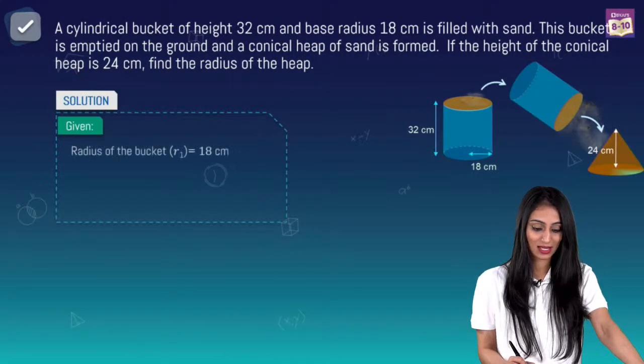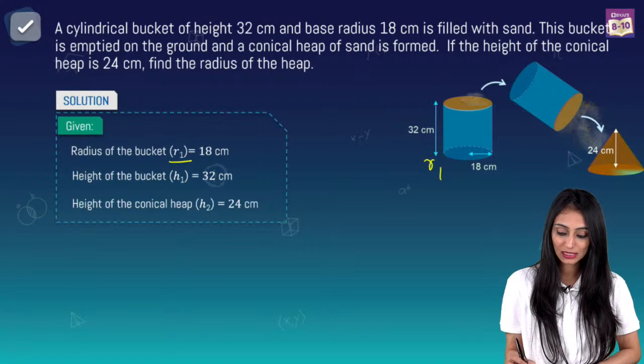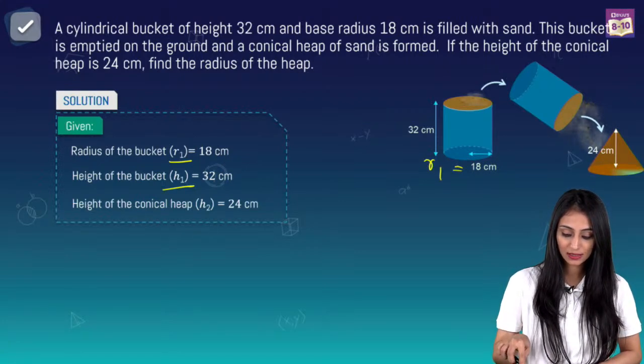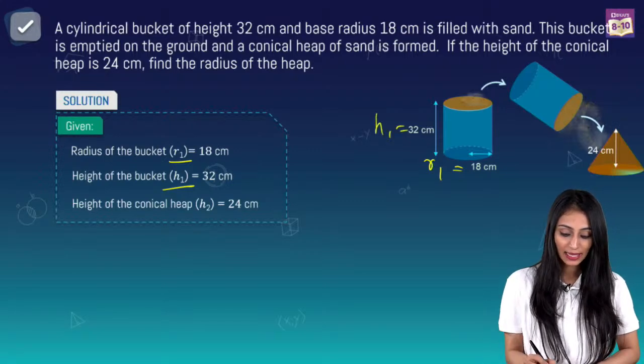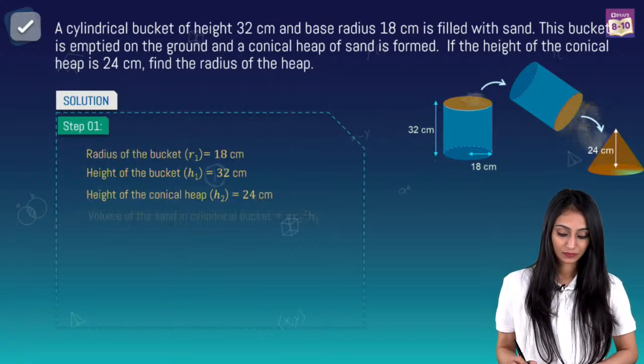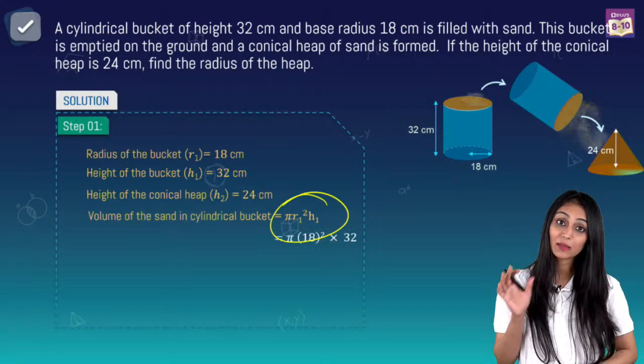We all know this. So radius of the cylindrical bucket, I'm denoting this with R1, that's 18 centimeter, right? And height, I'm denoting this with H1, that's 32 centimeters, okay? And height of conical heap, that with H2, okay? And then volume of the cylindrical bucket is pi R1 square H1. Keep pi as it is.